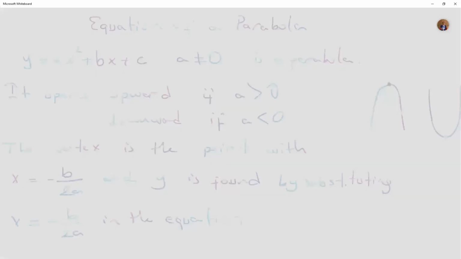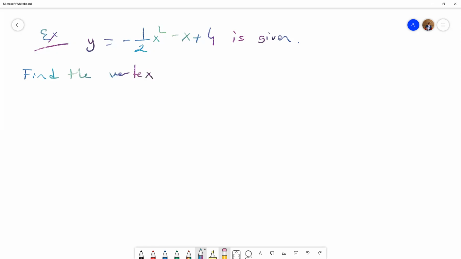What I mean, let's give an example. Y is equal to minus 1 over 2 x squared minus x plus 4. Let's say this is given. Find the vertex. And second question, find the opening direction of the parabola.